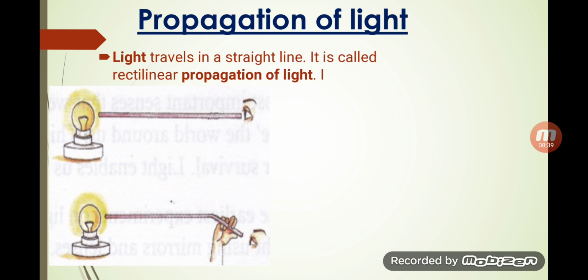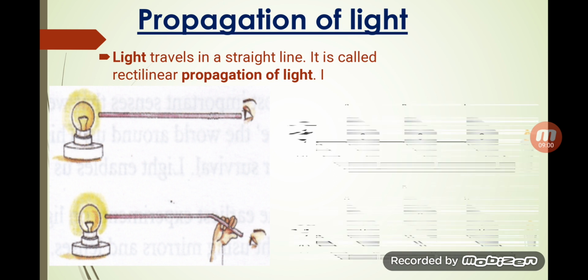See, you can see that a person is seeing through the pipe to the glowing bulb. So in a straight pipe, you can see very clear. But here in the second picture, there is a bent pipe. You cannot see. That indicates that light always passes in a straight line.